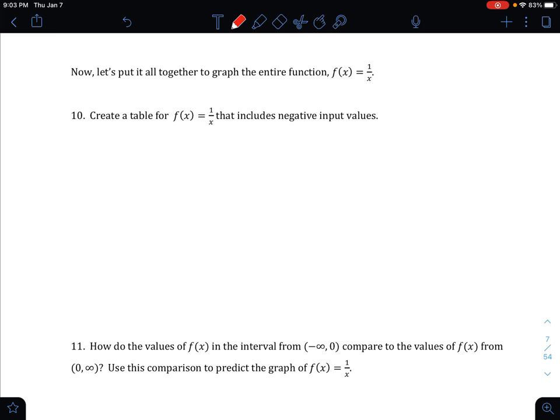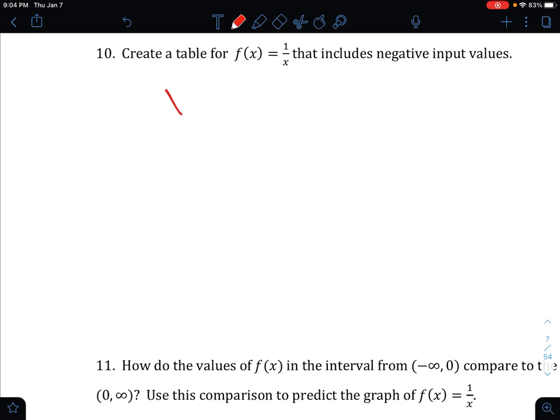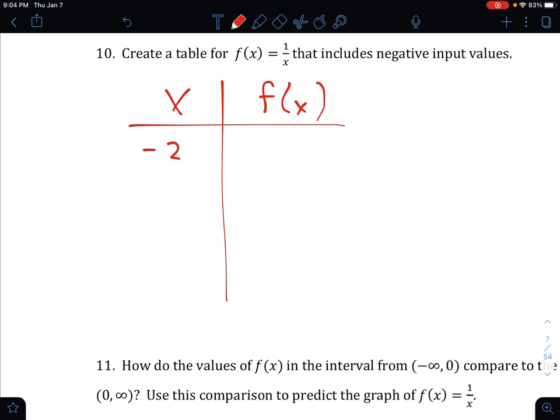All right, so for number 10, it says, create a table for 1/x that includes negative input values. So let's go ahead and try that. We'll have our input and we'll have our output, or f of x. Our inputs, we'll say -2, -1, 0, 1, and 2. And our equation is 1/x. So for this first one, it's just going to be 1/-2. Then we'd have 1/-1, which is going to give us -1. And then we end up with 1/0.